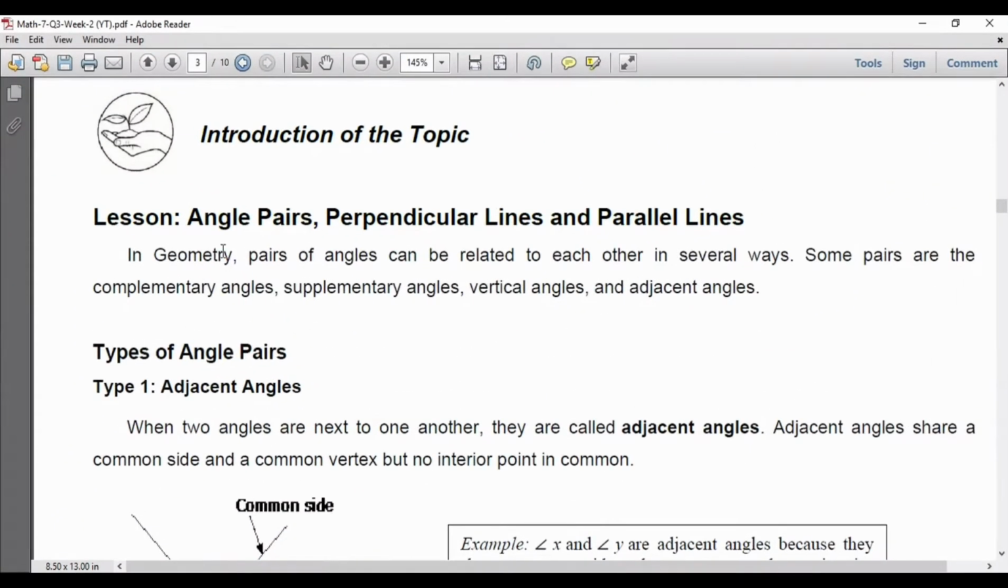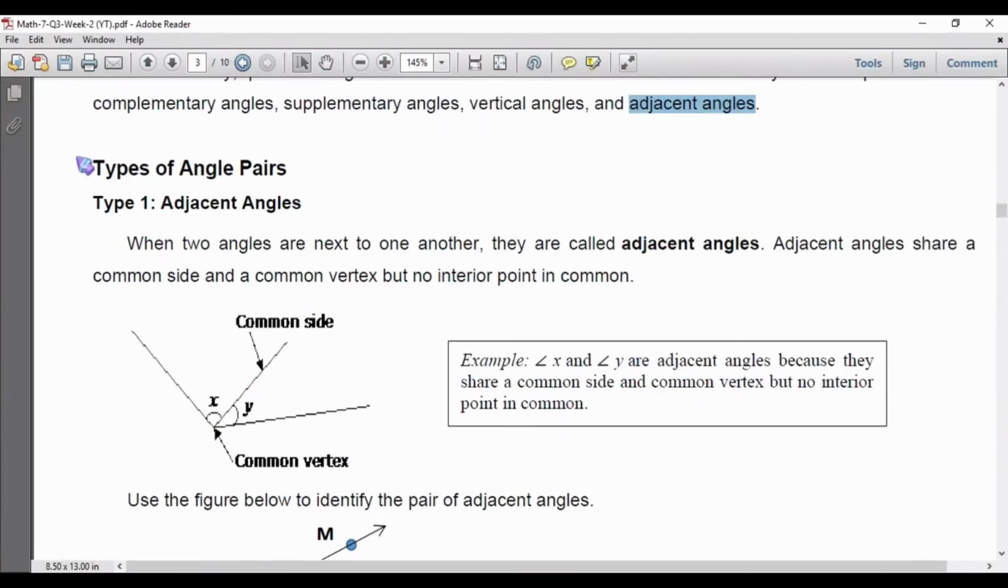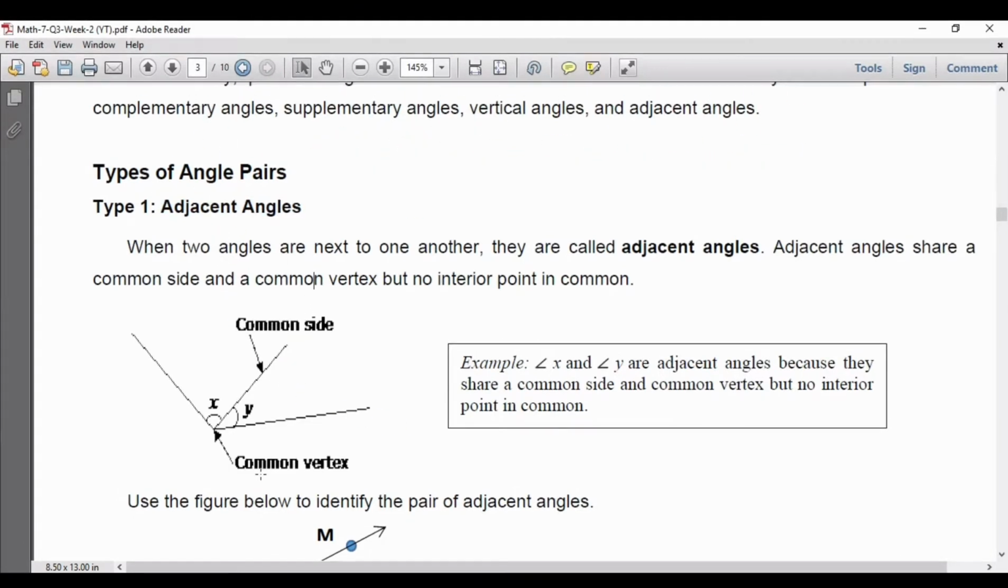So let's talk about the angle pairs, perpendicular lines, and parallel lines. It was stated here that in geometry, pairs of angles can be related to each other in several ways. Some pairs are the complementary angles, the supplementary angles, the vertical angles, and the adjacent angles. Let's have the different types of angle pairs. So first one is the adjacent angles. So what exactly are adjacent angles?